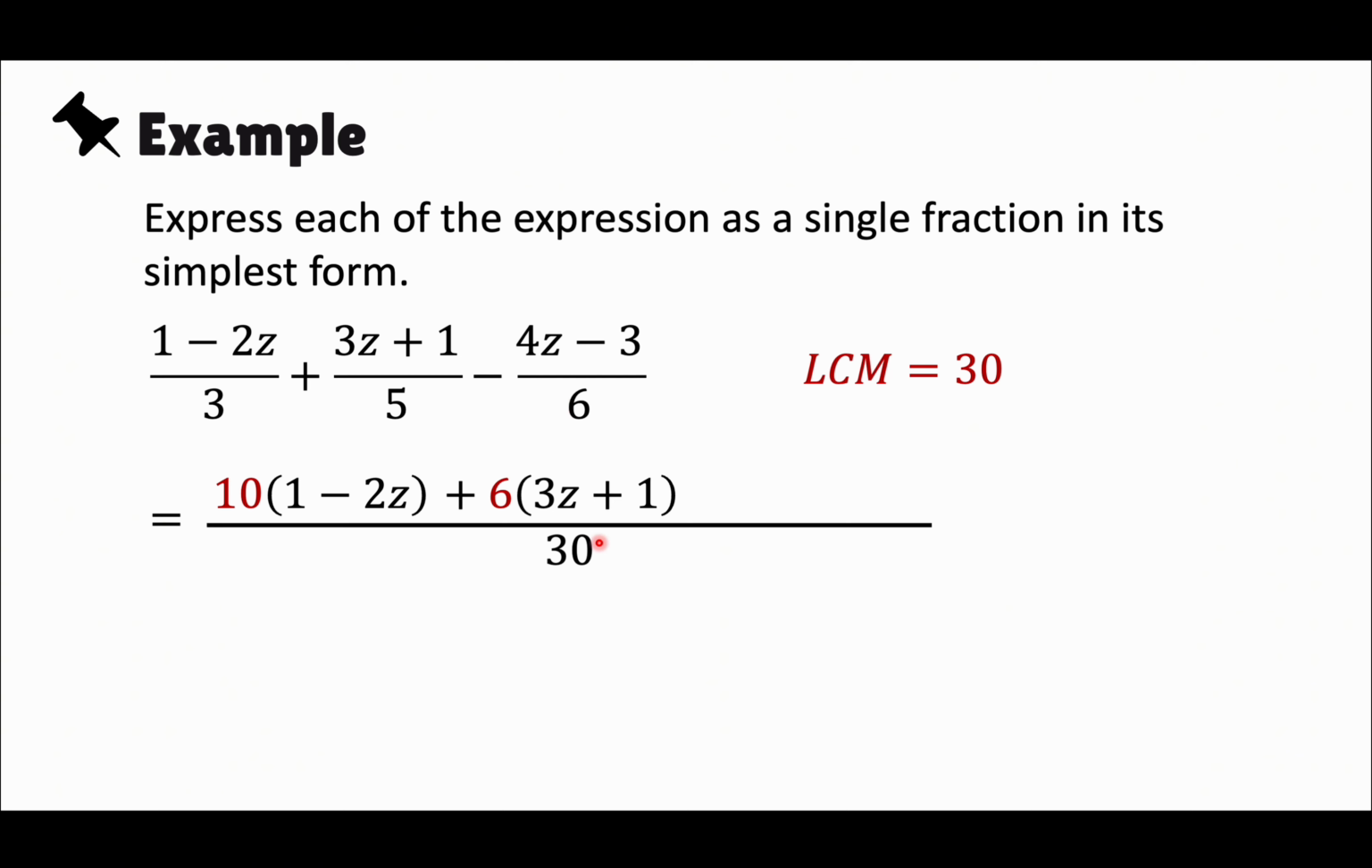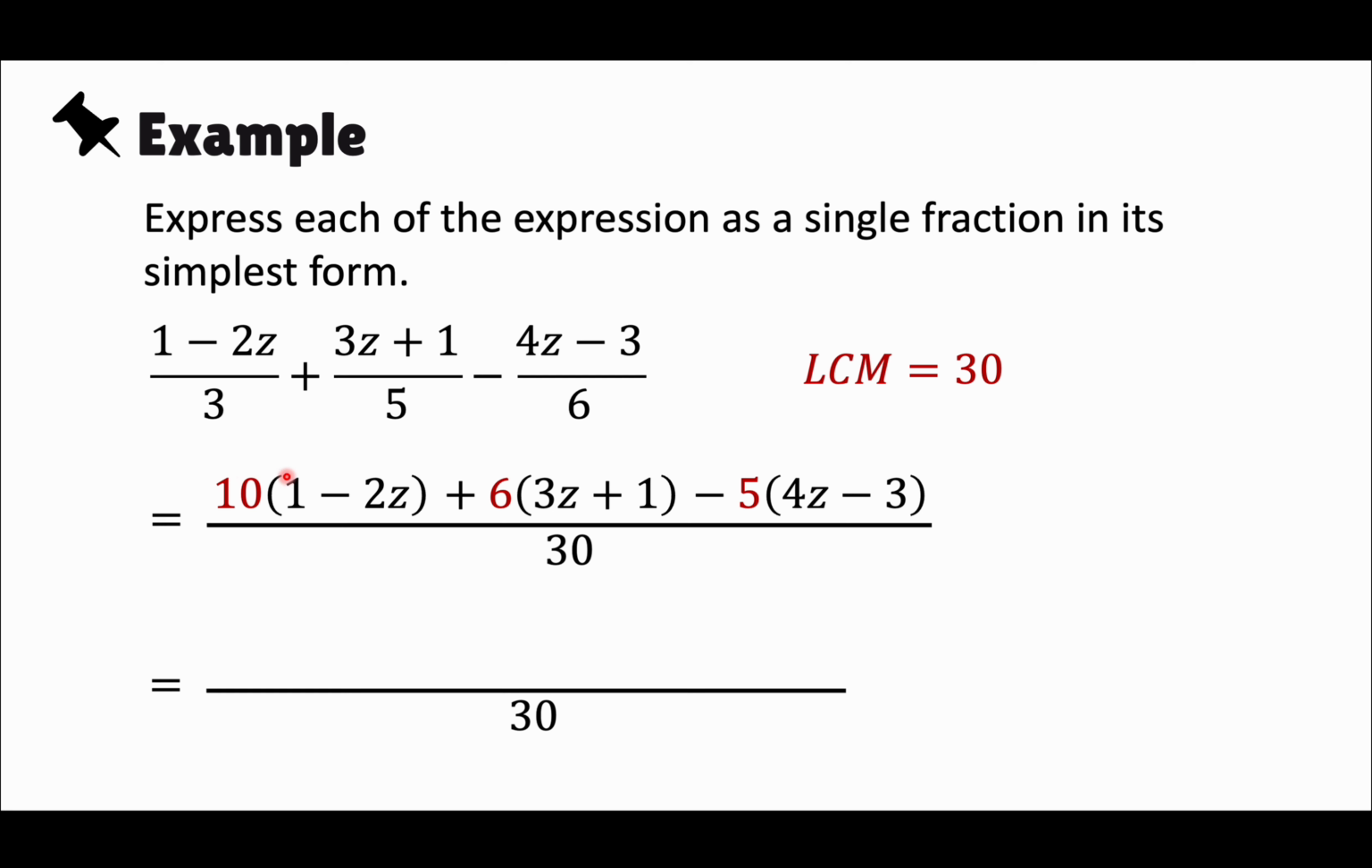Now, on the third fraction, 30 divided by 6, that's gonna be 5 times the numerator 4z minus 3. But our operation here, or the sign here, is going to be minus because of the minus here. So plus, plus here, minus, minus here as well. Then all we have to do now is to expand. Still, all over 30.